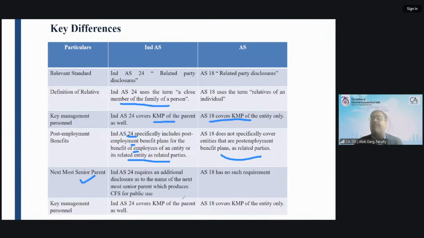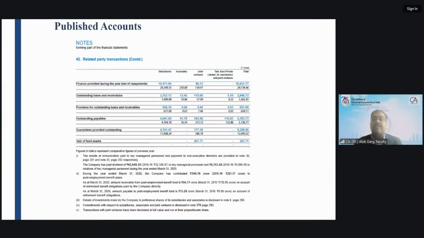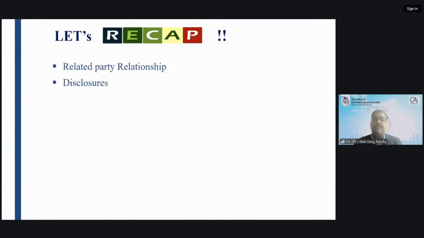Next, the most senior parent. There is no requirement in Accounting Standard 18 to disclose the ultimate controlling entity. But in Ind AS 24, the ultimate controlling entity disclosure is required. So these are some disclosures I have provided for Tata Steel. You can see these disclosures.